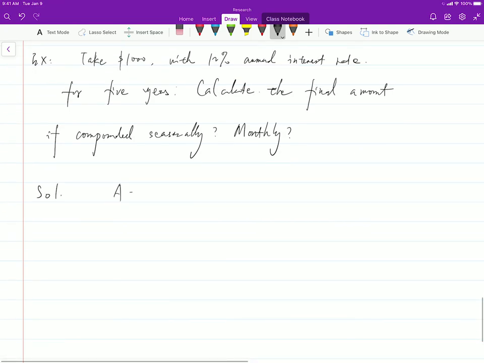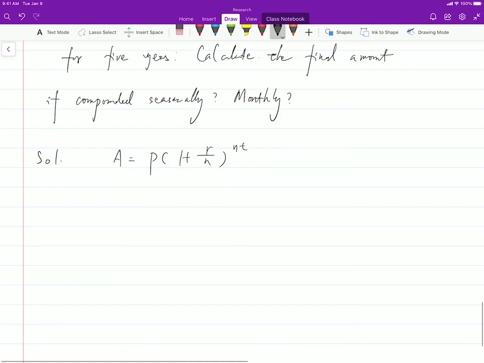Now, we just apply the formula. How did we get the formula? We did it once. Now we can just use it. For seasonally, okay, we have $1,000 for the principal, 12% per year divided by 4, that's 3% per season, 4 seasons a year times 5 years. So that's 20 seasons in total.